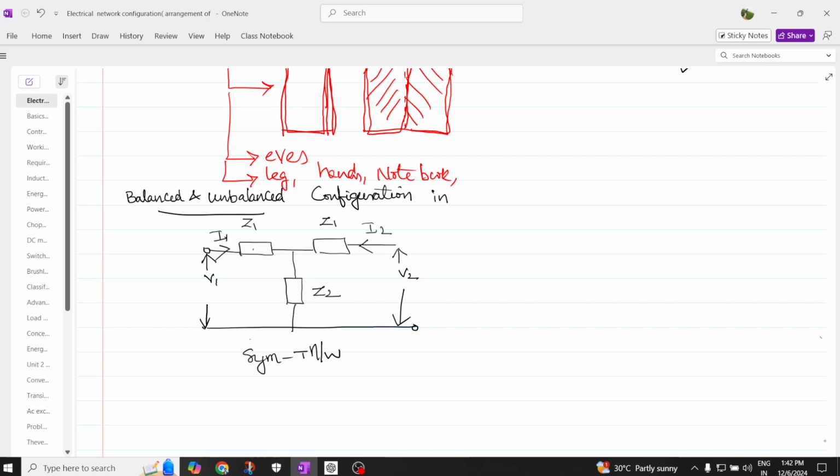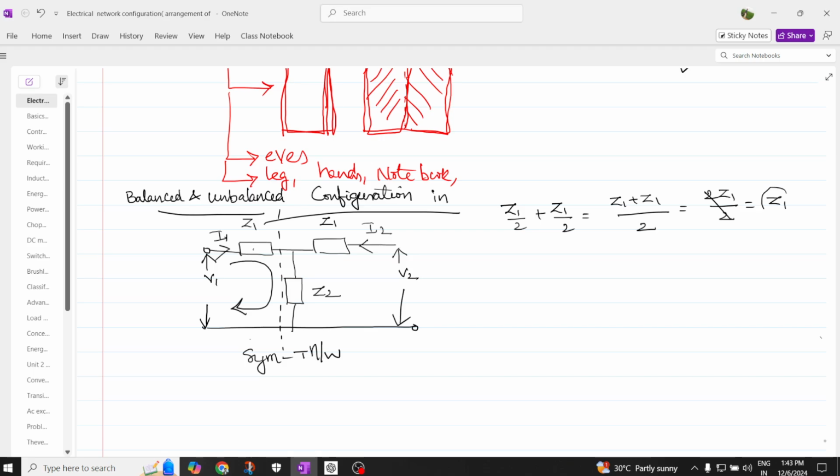Now I take half portion of this, which is a closed path. This Z1 I can write as Z1 by 2 plus Z1 by 2. Taking the LCM as 2, this is Z1 plus Z1 over 2, which is 2Z1 by 2. Therefore the total impedance at the input is Z1. So I am going to redraw it.